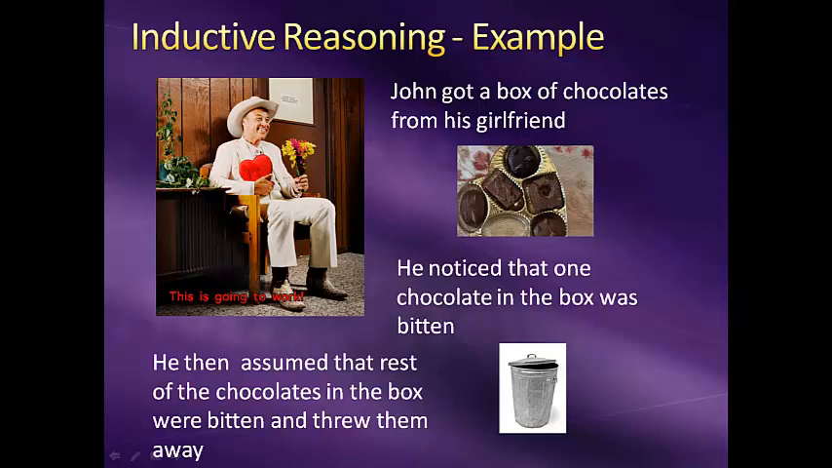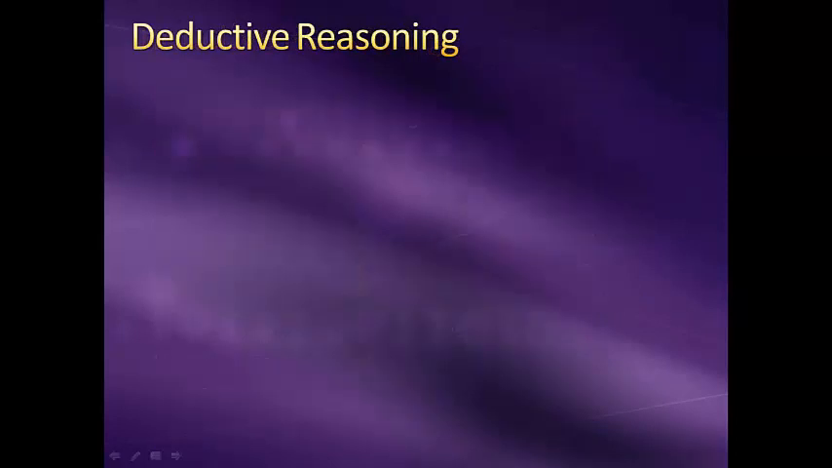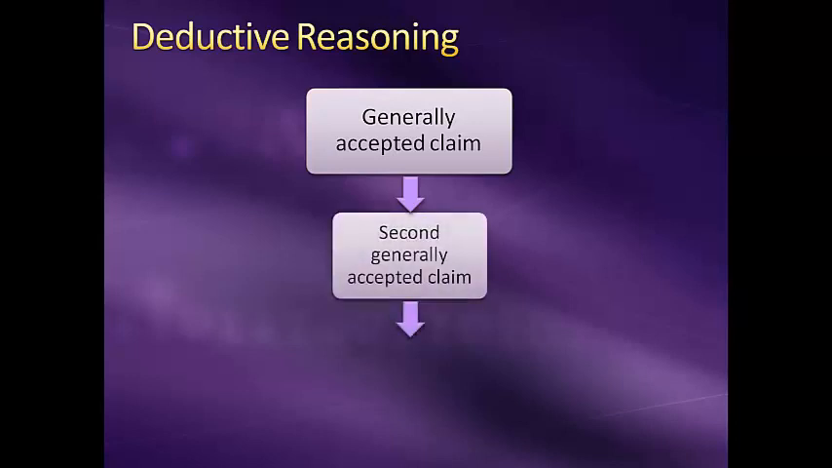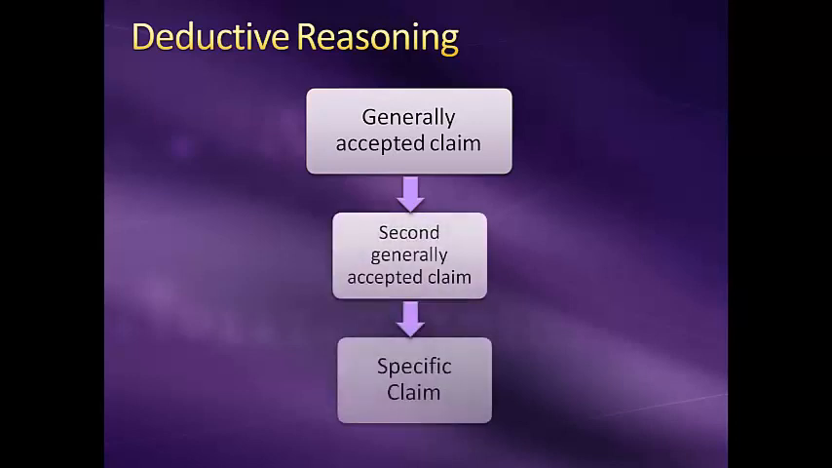We will now move on to deductive reasoning. Deductive reasoning is sometimes considered the opposite of inductive reasoning. In this type of reasoning, the speaker or writer will generally use an accepted statement that is then applied to a specific observation. You have first the generally accepted claim, and often you have a second generally accepted claim, which is then made into a specific claim.